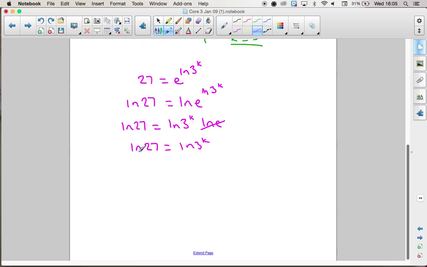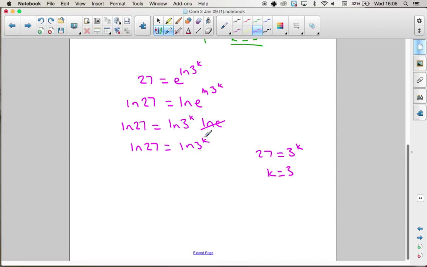And because I've got log of this equals log of this, that tells me that 27 equals 3 to the power of k. And hopefully you'll be able to spot there that that means k equals 3, because 3 cubed is 27.